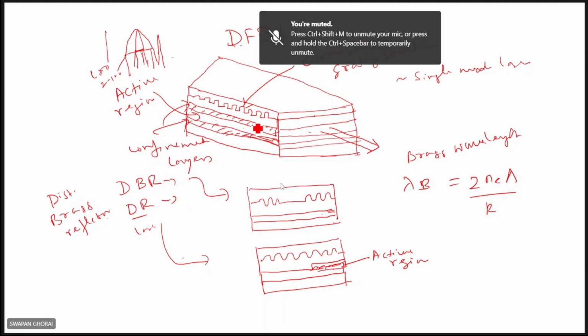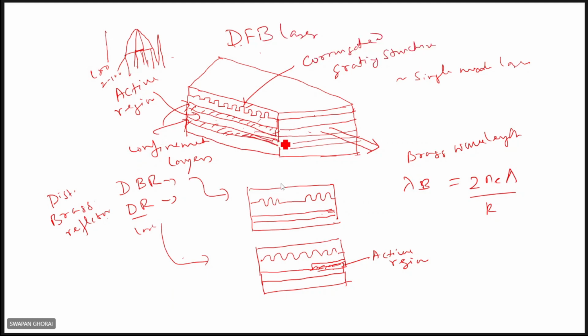If this is the active region, actually something is wrong here. The light will be coming out from these layers. I mean, something you can correct. This is the active region, right? These are the light confinement layers, and from the active layers the light will be coming out here, not from these ones. Anyway, it's quite clear: from the active layers you get the light.